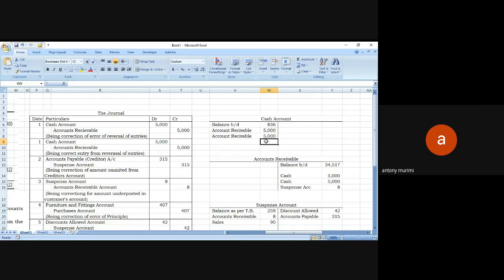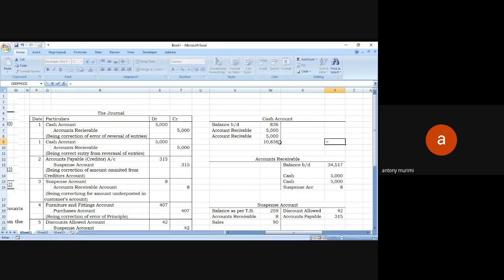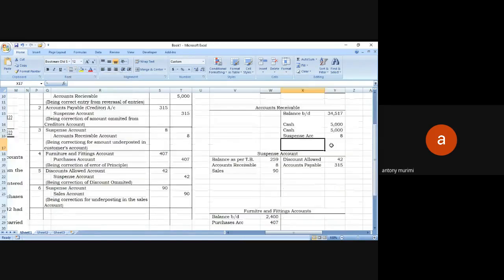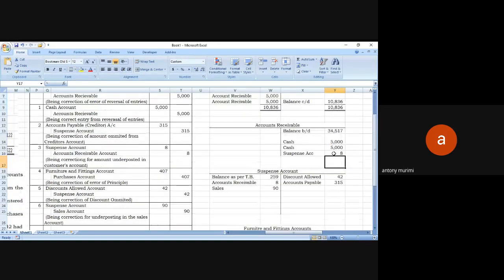To balance off, 836 plus, so it's 1036. So the cash account balance carried down is 10,836. We move on to the next. Accounts receivable, we balance off.